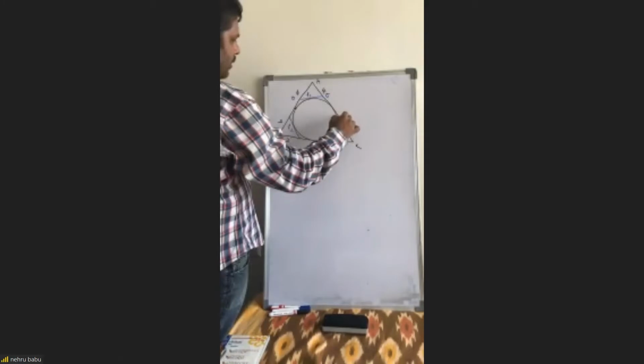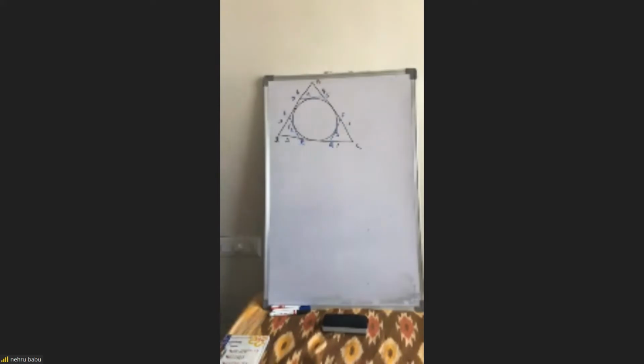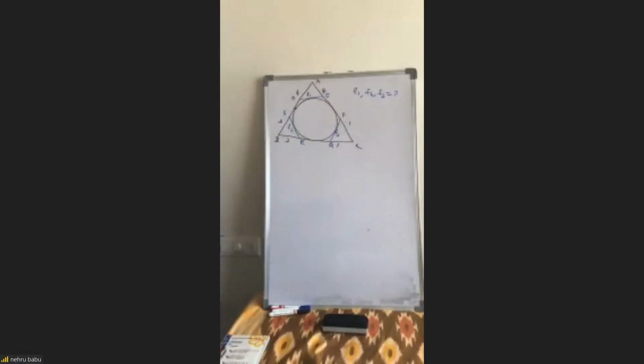This is the tangent, and here also tangent, parallel to sides. If you give names like DE, PQ, RS, for example, DE is parallel to BC, PQ is parallel to AB, RS is parallel to AC. Then find these F1, F2, F3 lines. Find F1, F2, F3. Right, is the problem clear?